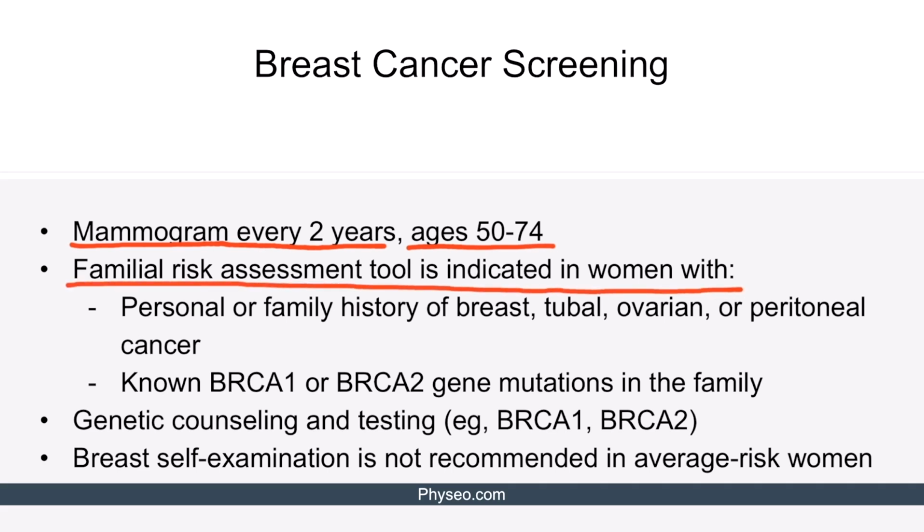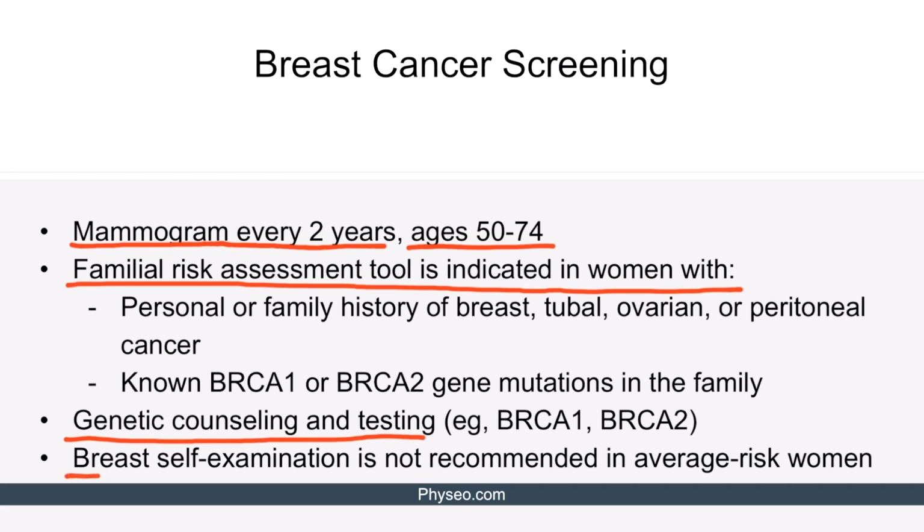Those are those with either a personal or family history of breast, tubal, ovarian, or peritoneal cancer, or a known gene mutation, specifically BRCA1 or BRCA2. And that gene mutation can be identified in the patient or in their family. Either way, they have an increased risk.